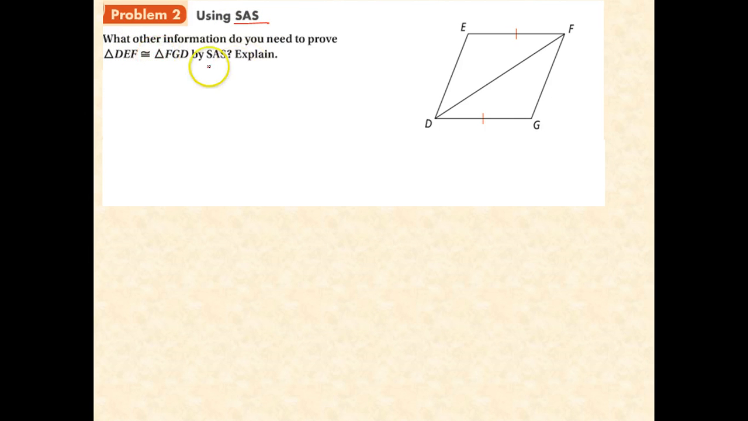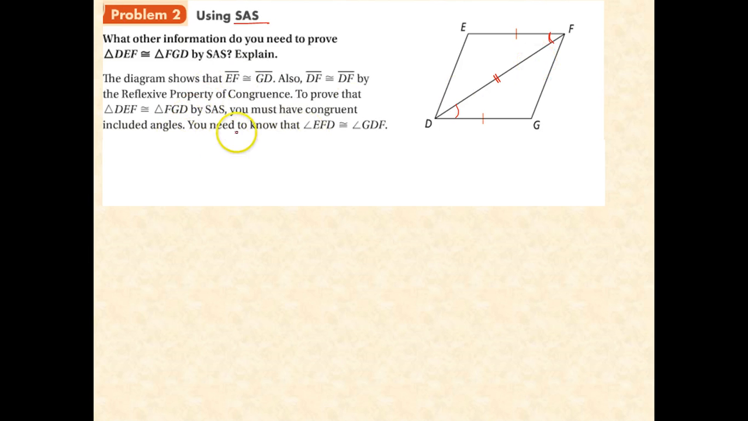What other information would I need to be able to prove that DEF is congruent to FGD? Well, let's see. I happen to know that DF is congruent to itself. And what would I need? Here's a side and a side. Here's a side and a side. I would need these two angles to be congruent, because that would be the angle included between those two sides. So I would need to show that angle EFD is congruent to angle GDF. Then I would have side angle side.